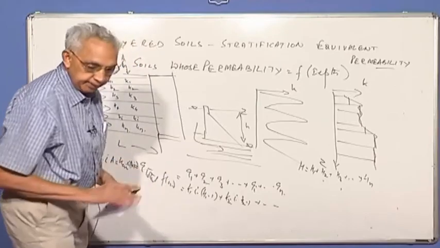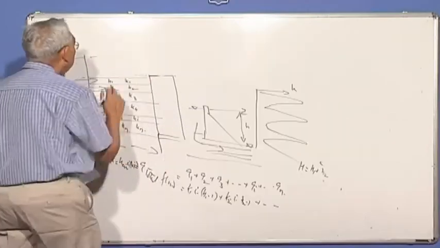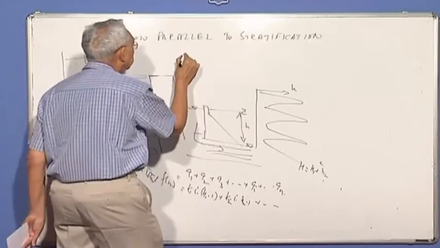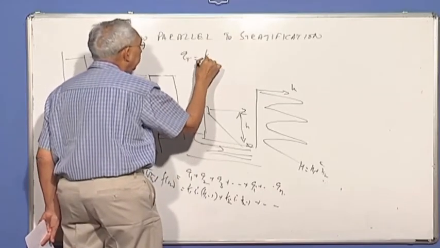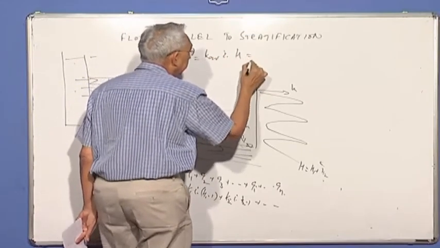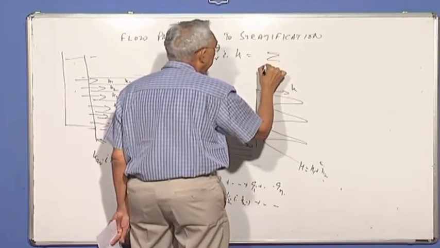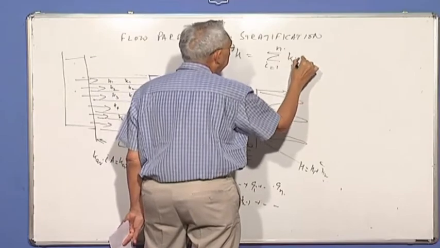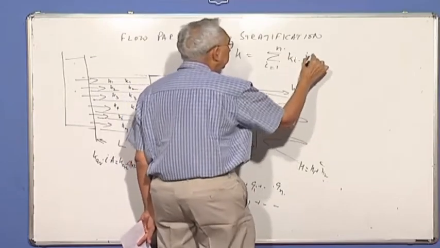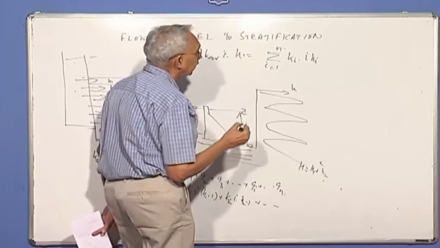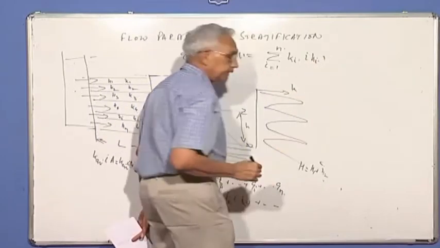So I can write this as, for flow parallel to stratification, Q total is equal to K average into I into H, which is equal to, I'll write it in a short form, the sum for I going from 1 to N of Ki, the gradient is the same, into Hi. It's also implied that the distance perpendicular to the board is 1 meter, so it's understood.